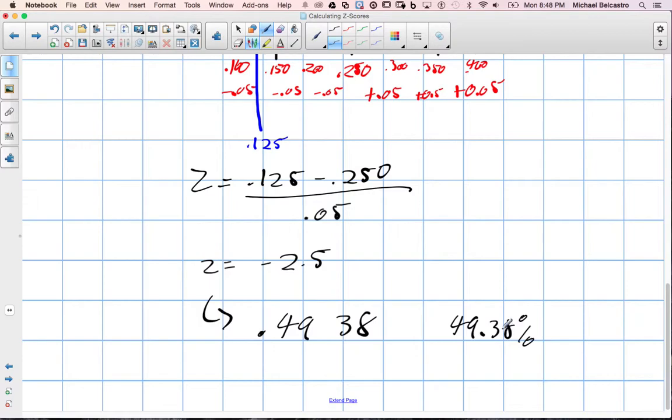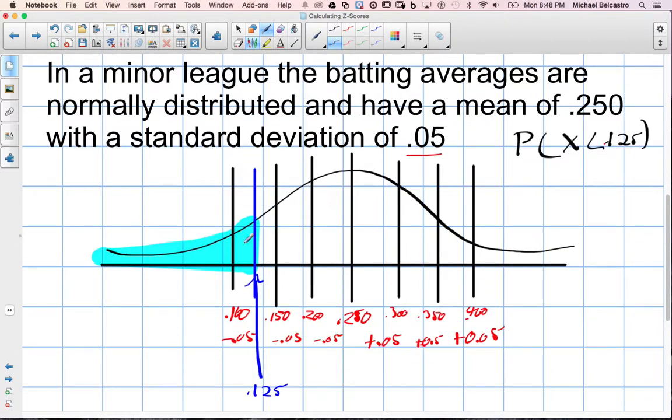Okay, so let's think about this for a second. Do you think that's what this means? That 49% of the people have a batting average of less than 1.25? No, because 49% would be a number like right here, really close to the middle, since the middle is 50. So what they actually did was find the area of the curve from the middle to where we want to be.